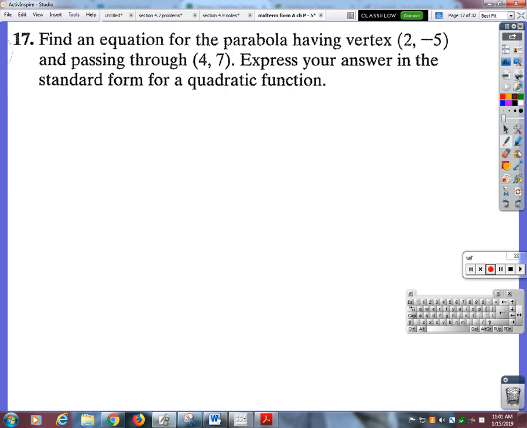All right, number 17. Find an equation for the parabola having vertex (2, -5), and passing through (4, 7), but express your answer in standard form. Anybody remember vertex form of a parabola? Anybody have it in their notes? The vertex form of a parabola is y equals a times (x minus h) squared plus k.